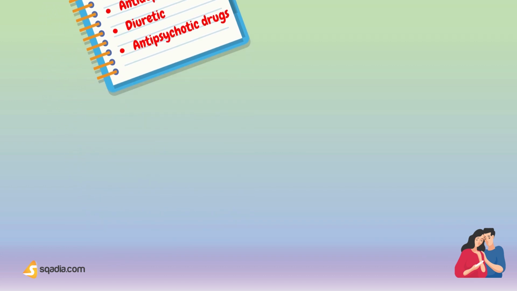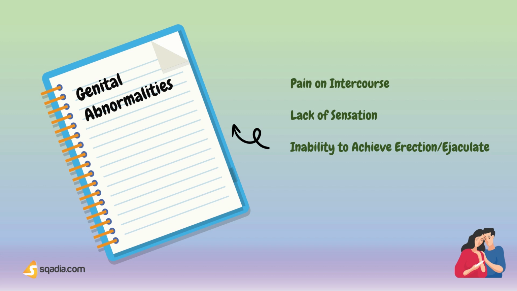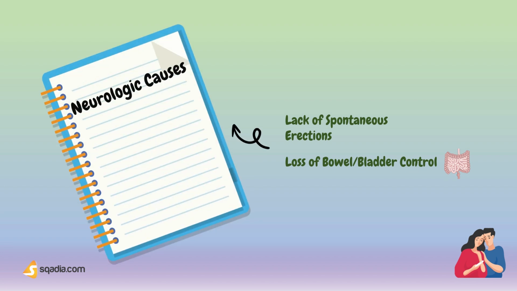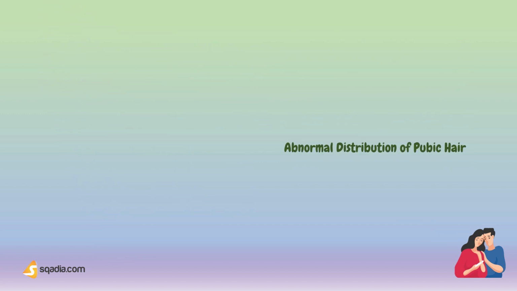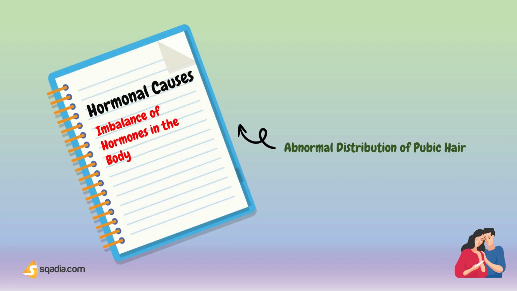Number 6, if your patient is having pain on intercourse, lack of sensation, inability to achieve erection or ejaculate, this indicates genital abnormalities, which is problems with the genitals. Number 7, if your patient is having lack of spontaneous erections, loss of bowel or bladder control, well, this indicates neurologic causes, which is due to problems with the nervous system, and this is uncommon. Number 8, if your patient is having abnormal distribution of pubic hair, well, this indicates hormonal causes. It's an imbalance of the hormones in the body.